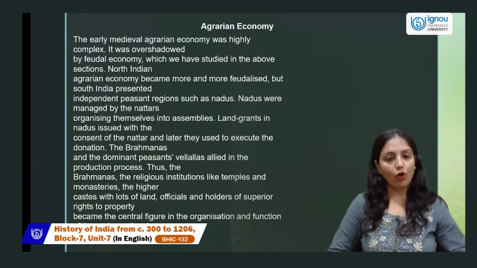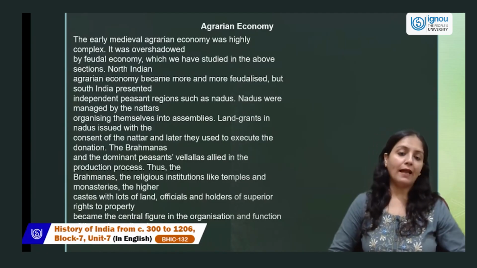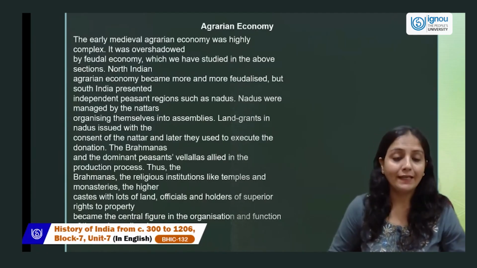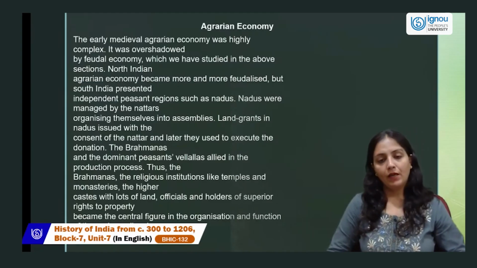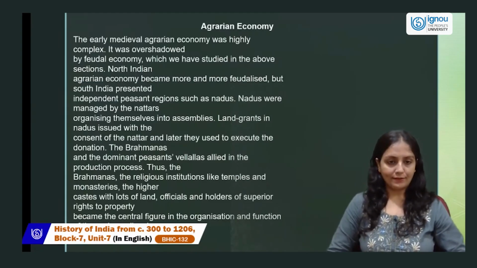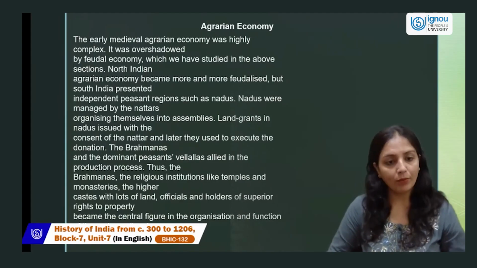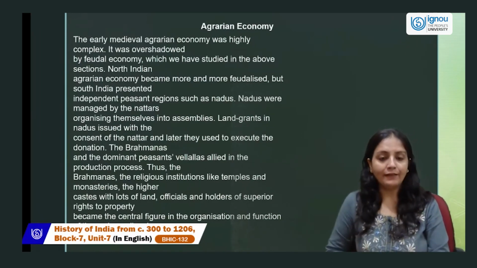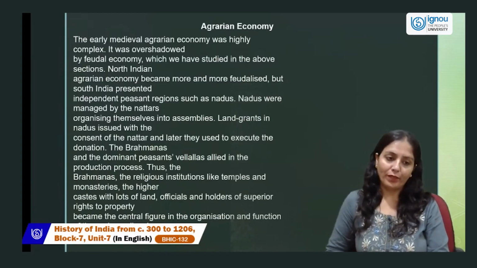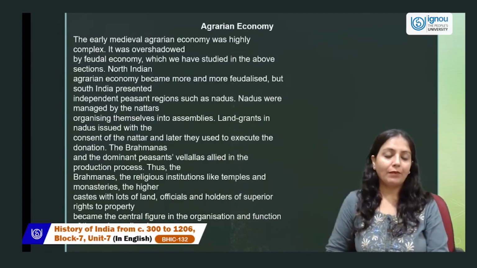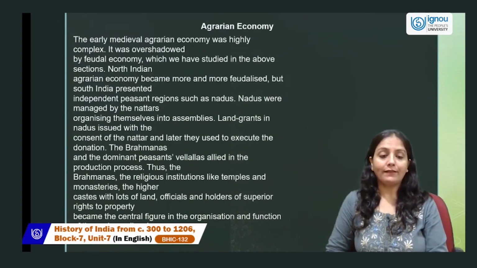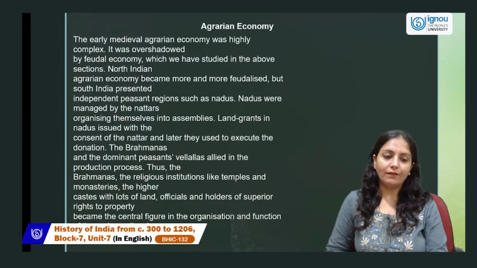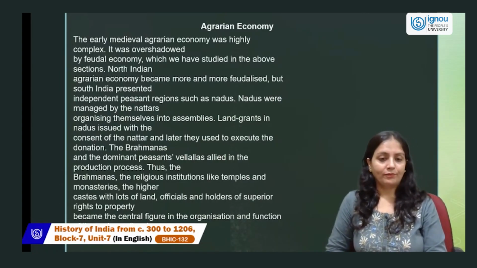The Brahmins and dominant peasants, just like Vellalas, were allied to the production process. That's why the Brahmins, the religious institutions like temples or monasteries, the higher caste with lots of land, officials, and holders of superior rights to property became the central figure in the organization and function of the early medieval agrarian economy.